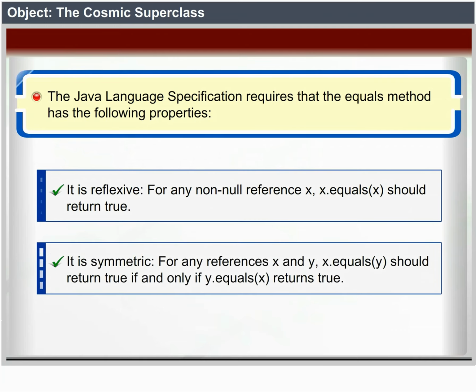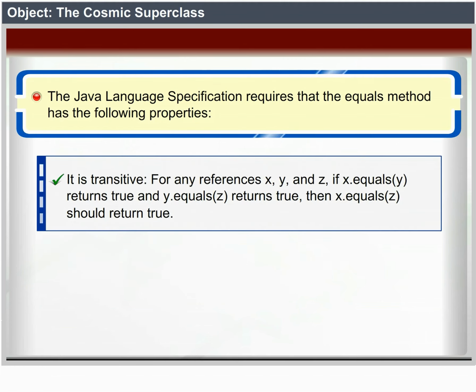It is symmetric. For any references x and y, x.equals(y) should return true if and only if y.equals(x) returns true. It is transitive. For any references x, y and z, if x.equals(y) returns true and y.equals(z) returns true, then x.equals(z) should return true.